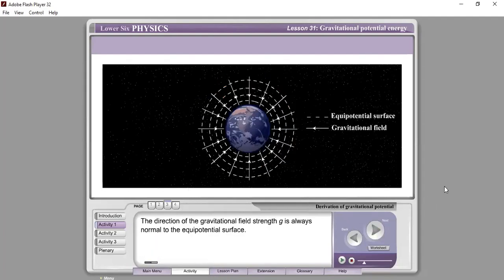Now, the direction of the gravitational field strength G is always normal to the equipotential surface. The direction is always normal or perpendicular to the equipotential surface, which is always toward the center of the Earth.